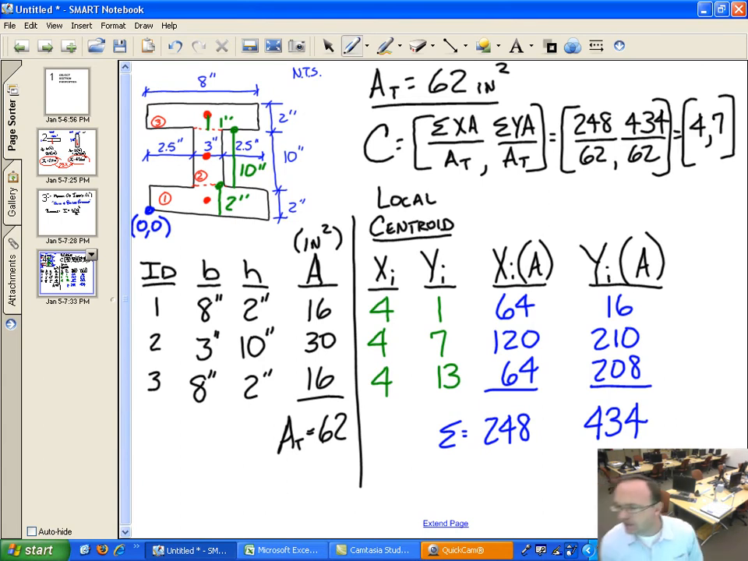and that produces 4, 7. Now, for this case, because it was symmetrical, we knew it was going to be right here. We knew it was going to be 4 over and 7 up. But mathematically, we've just shown how to obtain the centroid of an irregular shape by breaking it up into small components, analyzing each component, and adding them back together. Just like a complicated problem is just a series of simple problems that you solve, and then take all the solutions and add them together to answer the complicated problem. So now we have our global centroid.